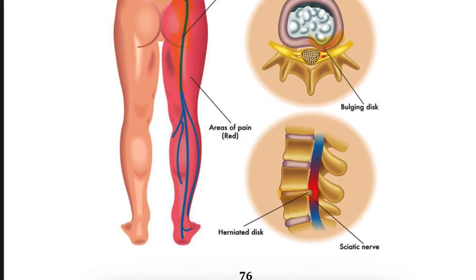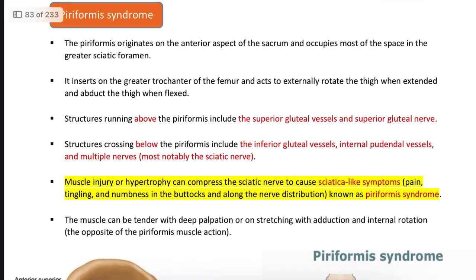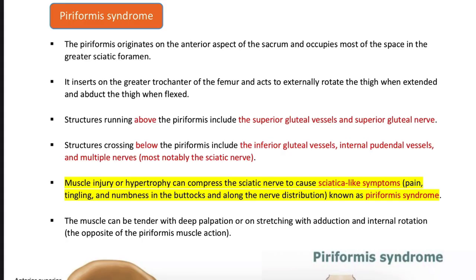Okay. So, next we are going to discuss Piriformis syndrome. Piriformis syndrome is a neuromuscular condition where the sciatic nerve is compressed or irritated by the piriformis muscle, leading to sciatica-like symptoms: pain, tingling or numbness in the buttocks and down the leg. This is most commonly confused with sciatica.